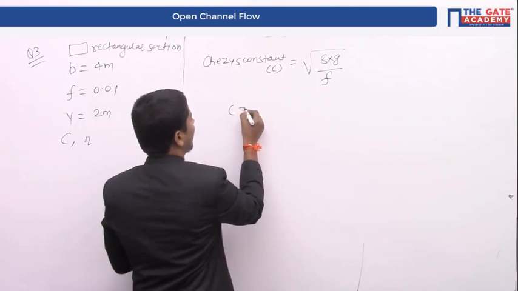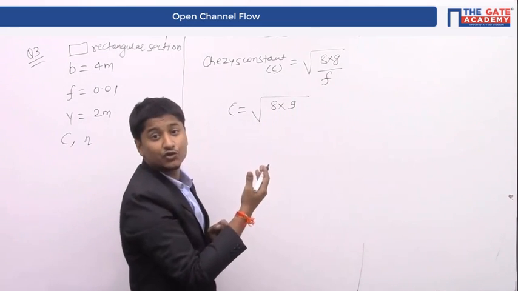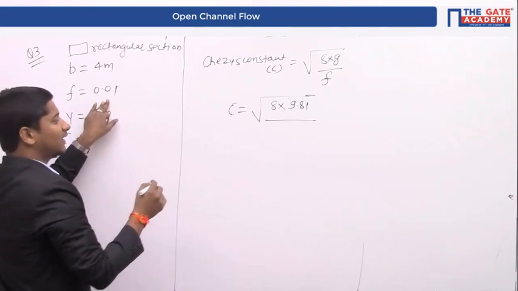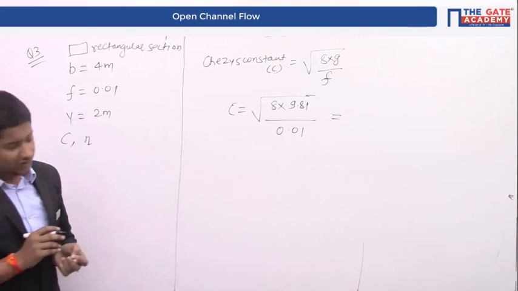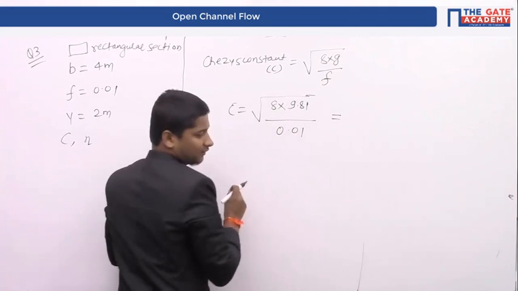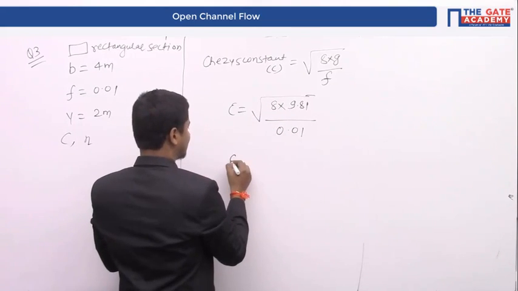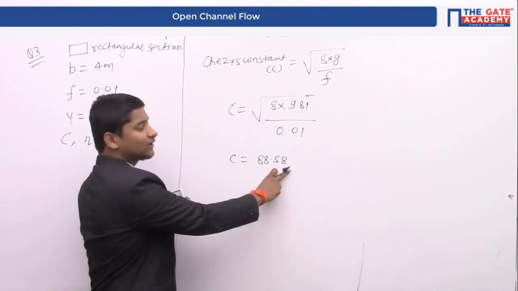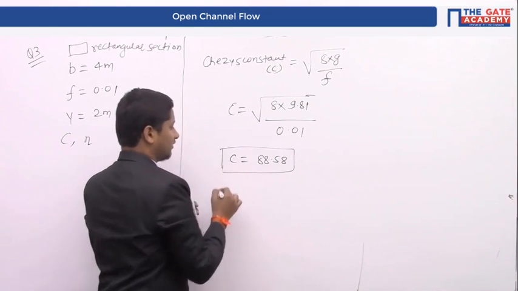So if you have to find C value, that will be root under 8 into G value, G is acceleration due to gravity, so it will be 9.81, upon F value, which is given as 0.01. If you calculate this, you will get C equal to 88.58, and as it is a constant, it will not have any unit. It will be a dimensionless quantity. So that is your C.